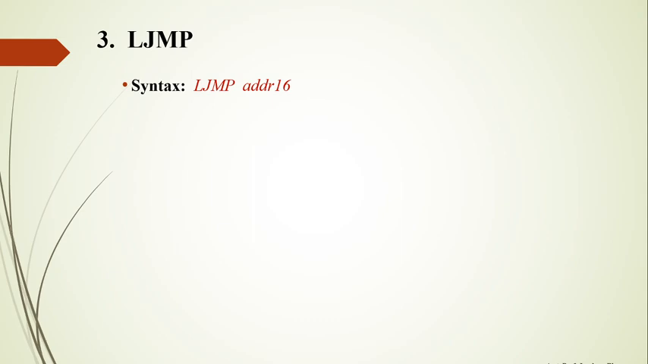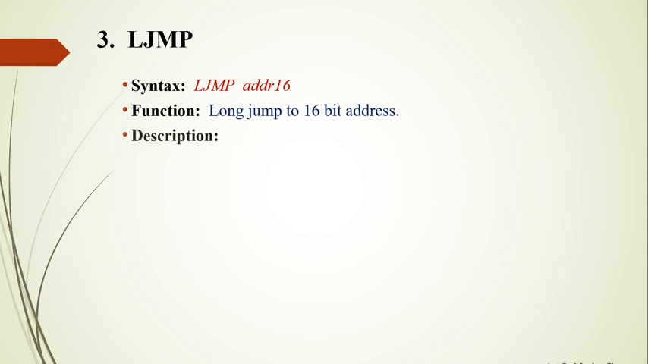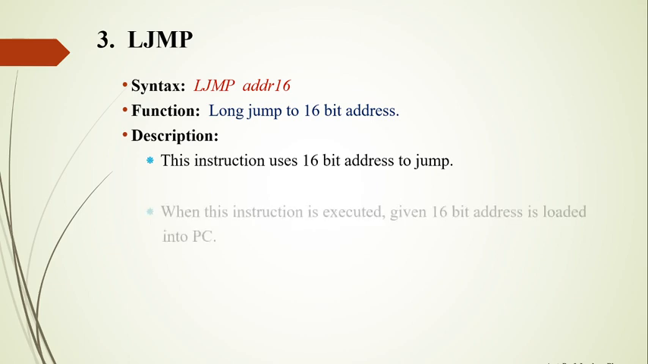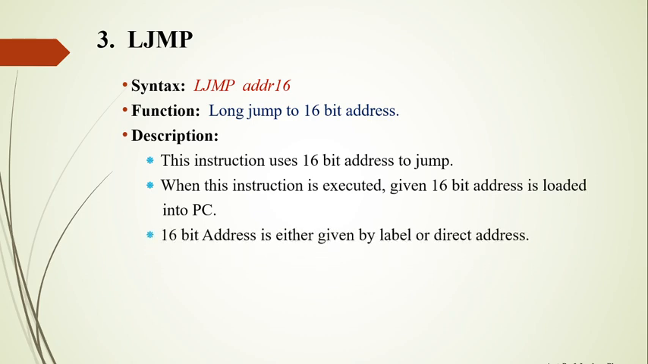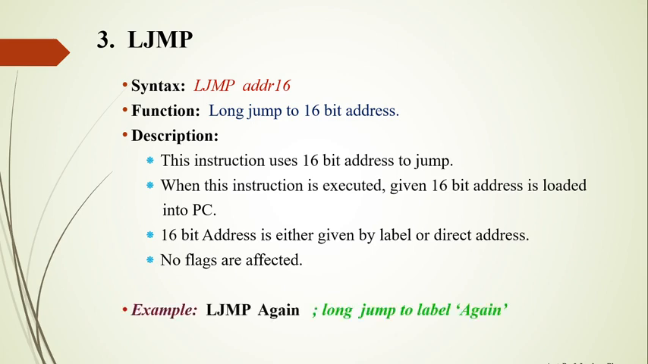So the label or that address which is present in the instruction must be available within the memory of 64 kilobytes. The function performed by this instruction is a long jump to a 16-bit address. This instruction uses a 16-bit address to jump, and when it is executed, the given 16-bit address is loaded into PC. This 16-bit address is either given by a label or a direct address.